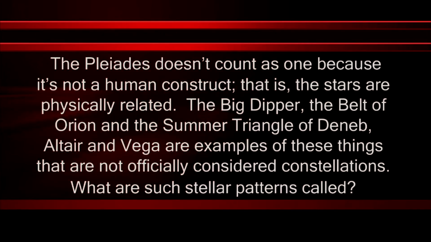The Pleiades doesn't count as one because it's not a human construct. That is, the stars are physically related. The Big Dipper, the Belt of Orion, and the Summer Triangle of Deneb, Altair, and Vega are examples of these things that are not officially considered constellations. What are such stellar patterns called?